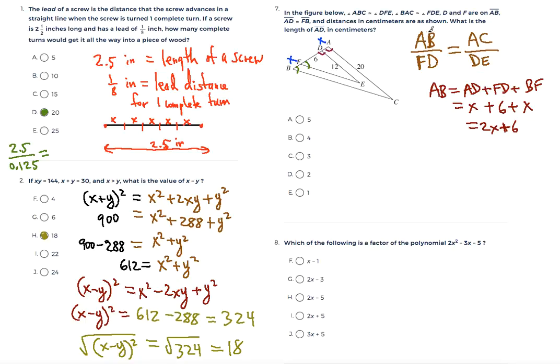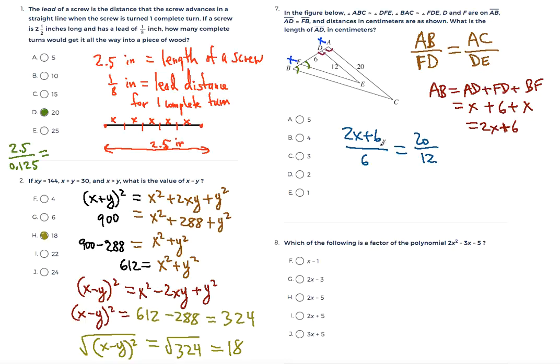Right, so now let's substitute these sides with what we know. So 2x plus 6 divided by FD. What is FD? FD is 6. Is equal to AC, 20, divided by DE. Where's DE? Right there, 12.